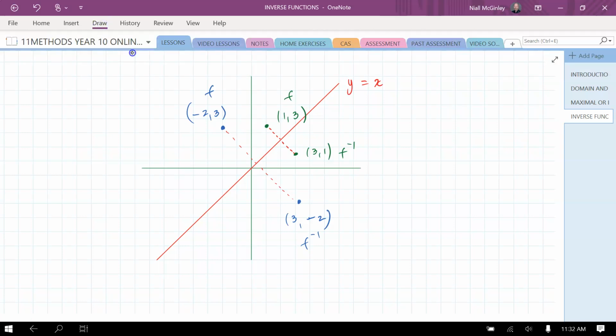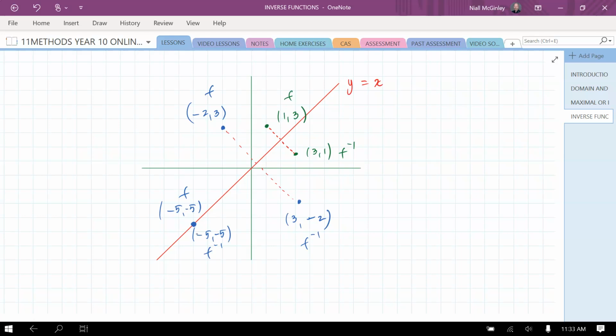If I took another point down here, say (-5, -5), on your function, where would this point be on your inverse function? Well, if we swap the x and the y around here, you're going to have (-5, -5). So you see here, because this point lies on the line y equals x, the coordinate is going to be shared by the function and its inverse. So this is important.